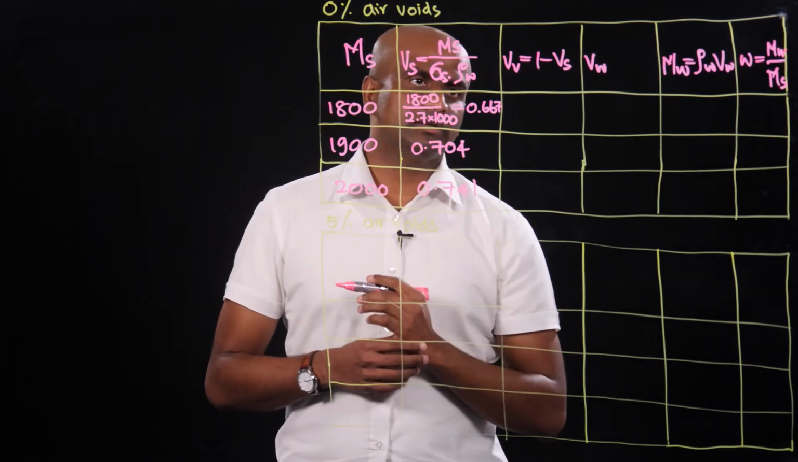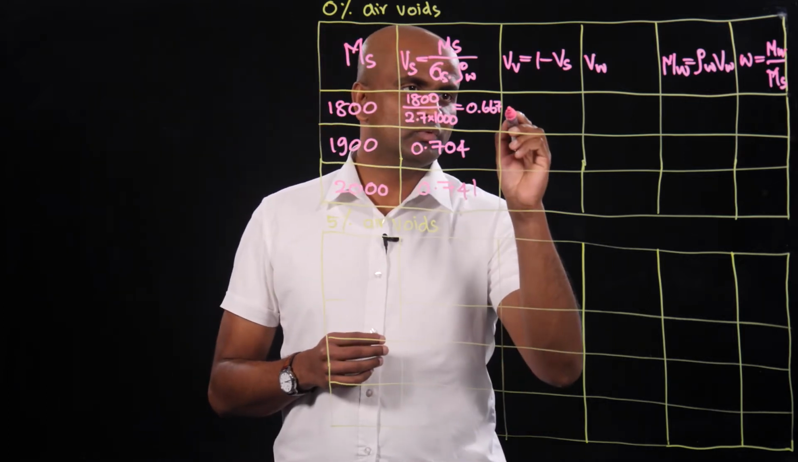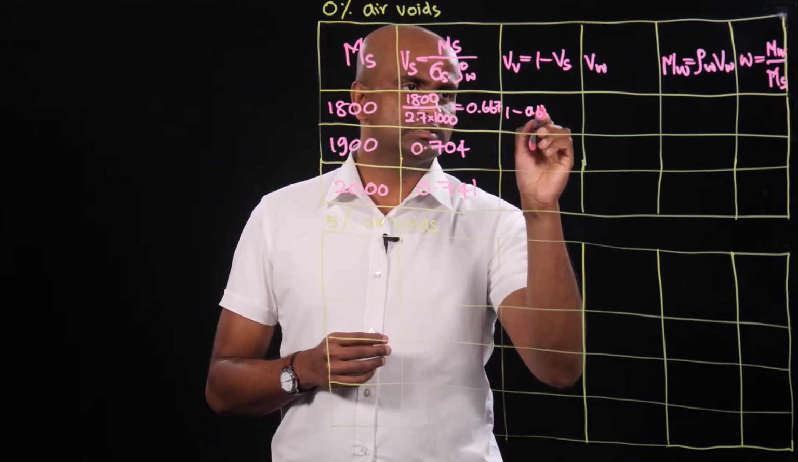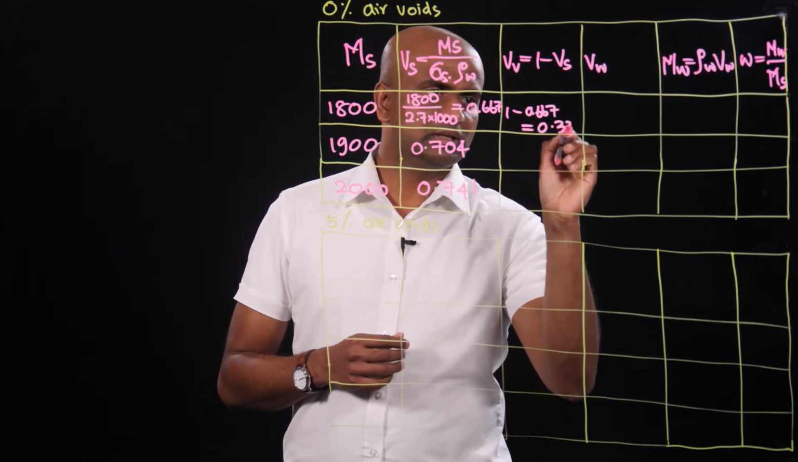And then you can easily calculate the volume of void, which is 1 minus Vs. So this will be 1 minus 0.667, which will be 0.333.